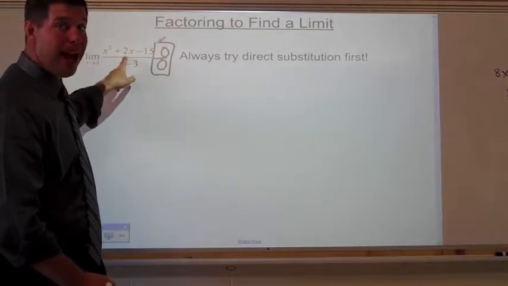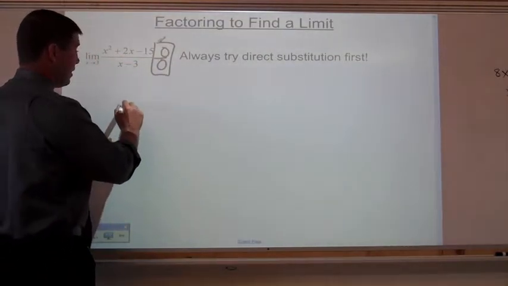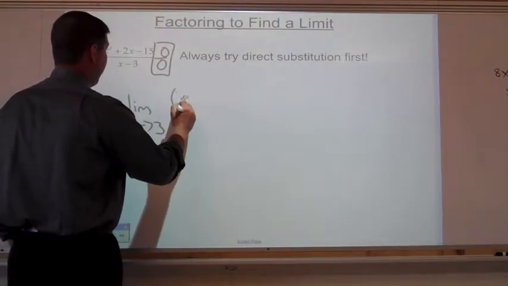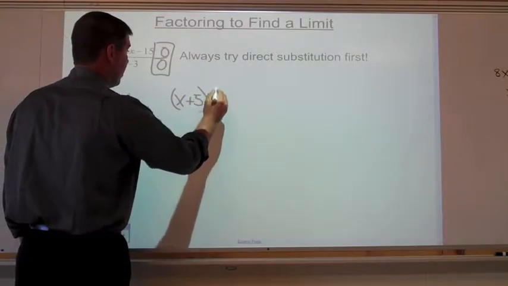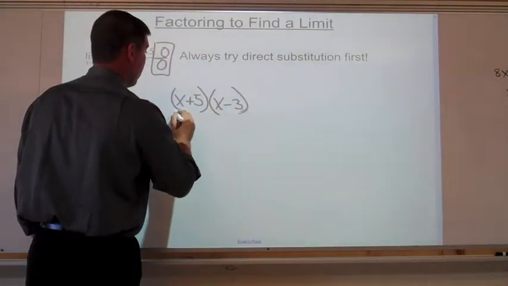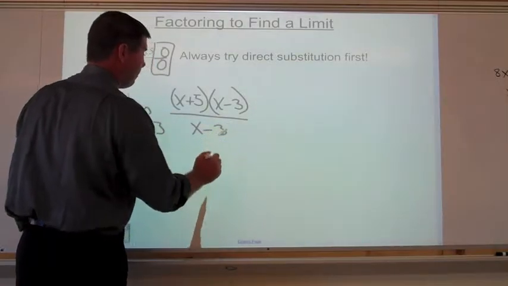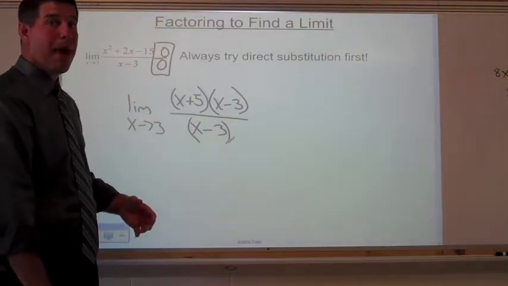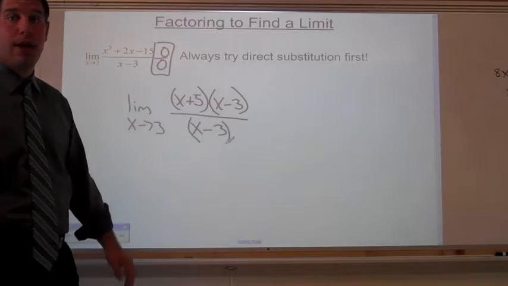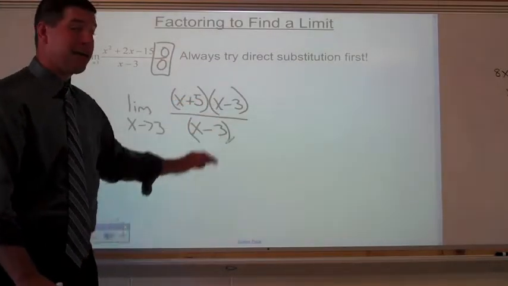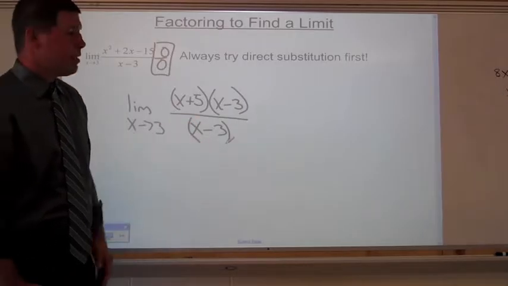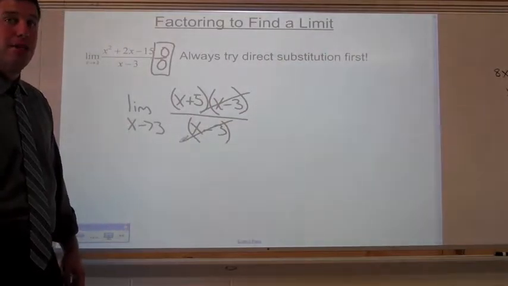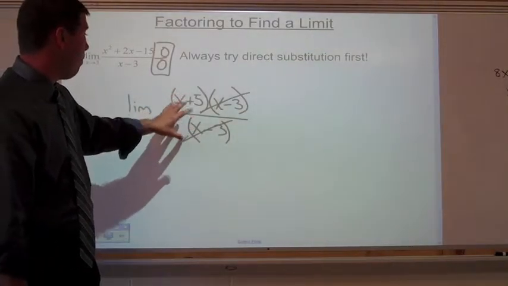We look at the trinomial up top, relatively simple to factor, so we're going to rewrite this: the limit as x approaches 3 of (x plus 5) times (x minus 3) all over (x minus 3). Often when you have a limit problem like this, the denominator will be a factor of the numerator. So it might help you figure out how to factor that top. Take a look at this. Cancellation of your x minus 3 term.